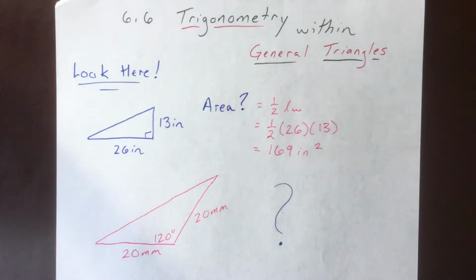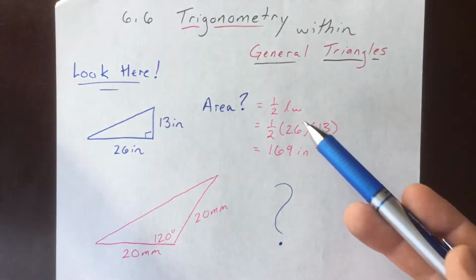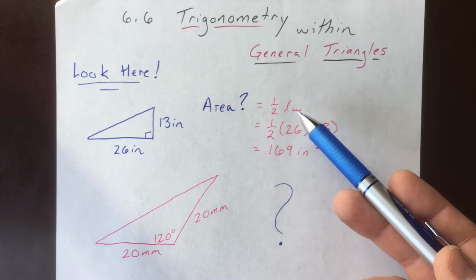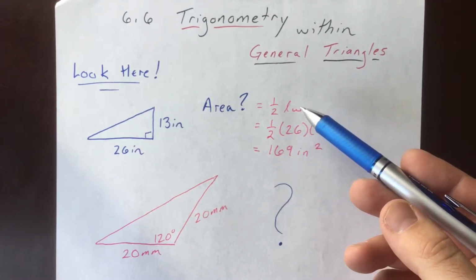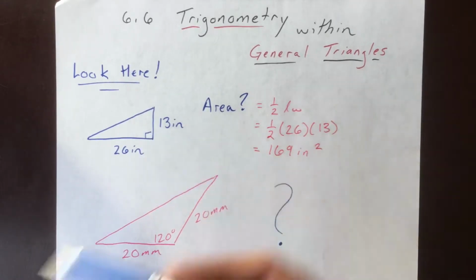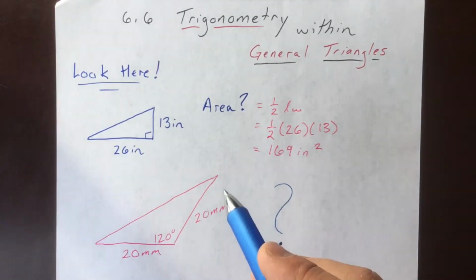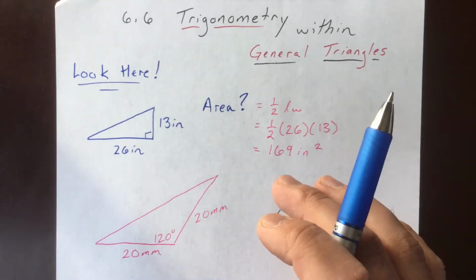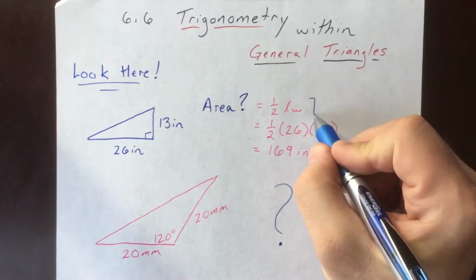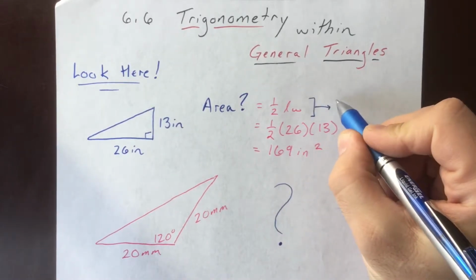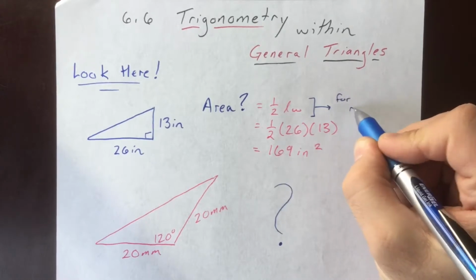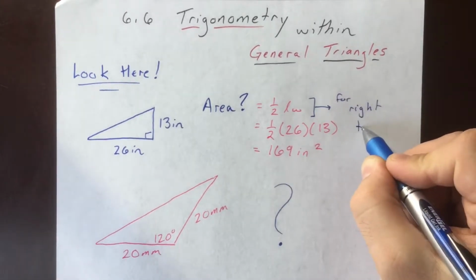So how'd you do? Did you figure it out? Did you recognize that this formula, 1/2 times length times width, is only applicable for a right triangle? Or did you try to use it here? Did you try to take 1/2 times 20 times 20 and just disregard the 120 degrees? So this formula is in fact specialized for right triangles.